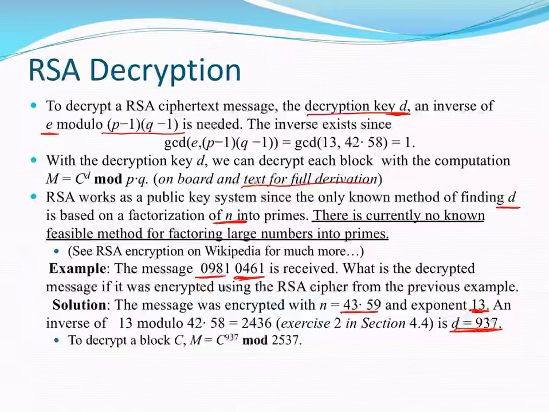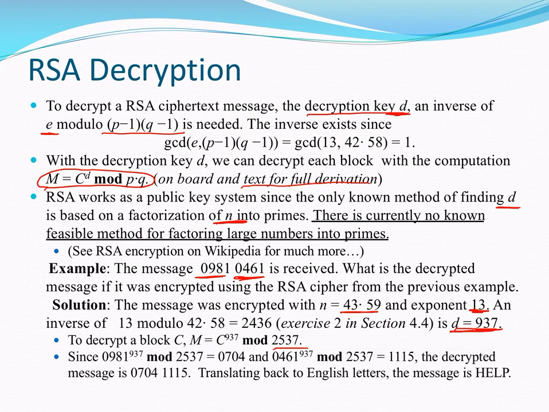And the decryption function, I forgot to circle it up here, is c, the encrypted text, raised to the d mod n, which here is, I see it now, 2537. So again, we'll take that block 0981 raised to the 937 mod 2537. Again, that would be done using fast binary modular exponentiation to get 0704.